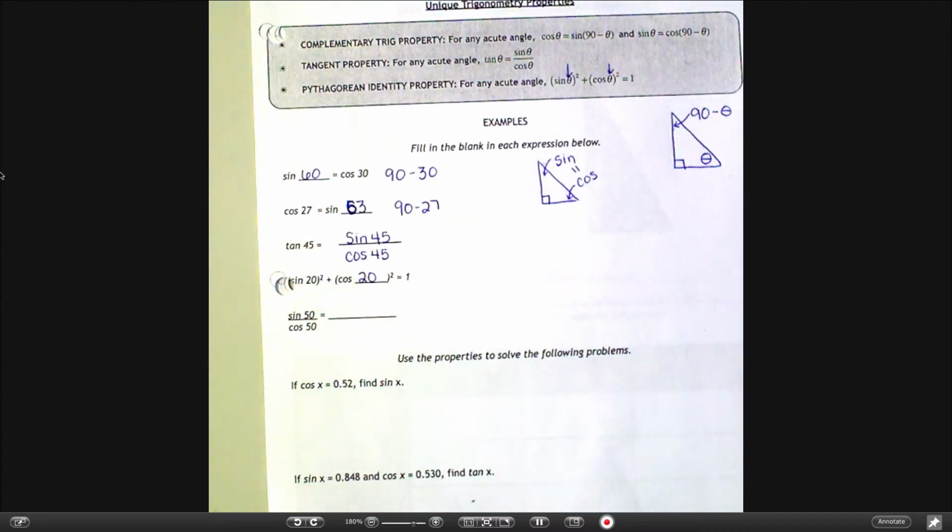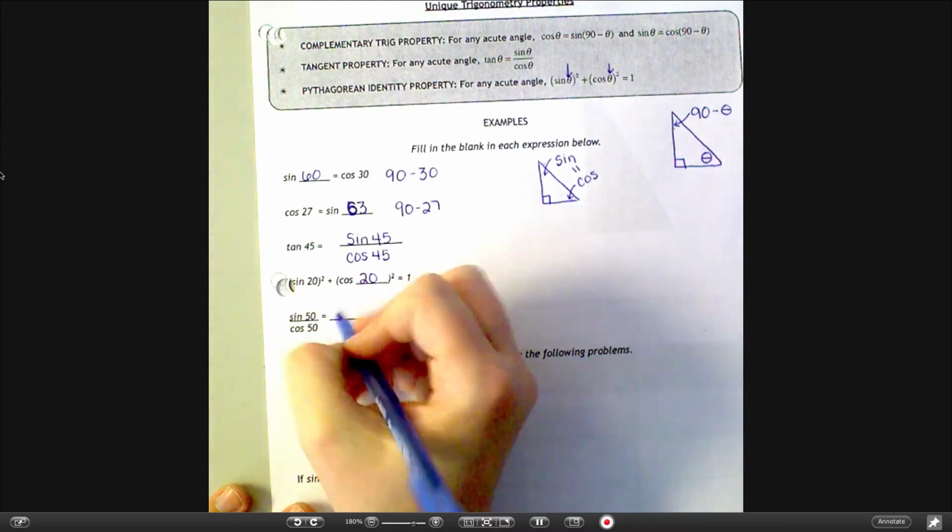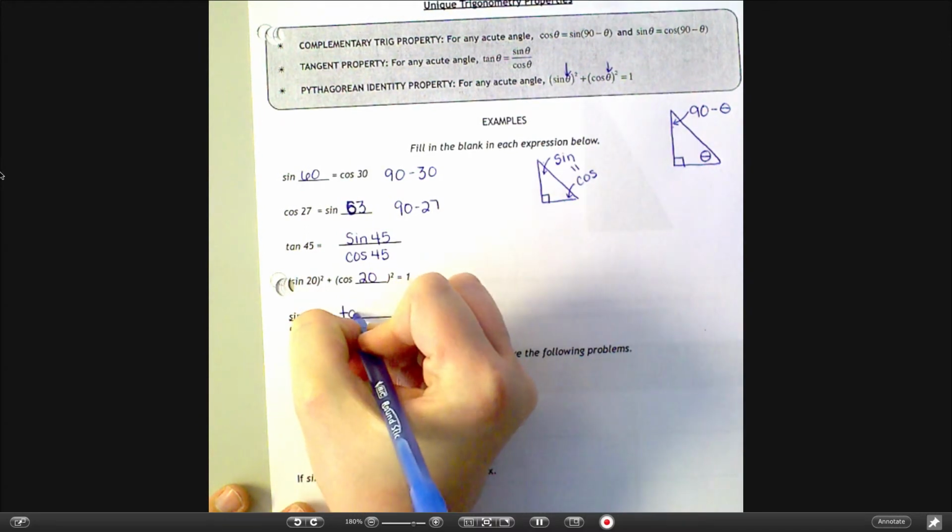Okay. And the last one, sine of 50 over cosine of 50. Carla? 1.19. Okay, again, I don't want an actual number. You're probably right. That's probably what it is. But I want you thinking about the properties. Just how could you rewrite that? It equals tangent of 50. Yeah, it's kind of backwards from this one. Okay? So sine of 50 over cosine of 50 is equal to tangent of 50.